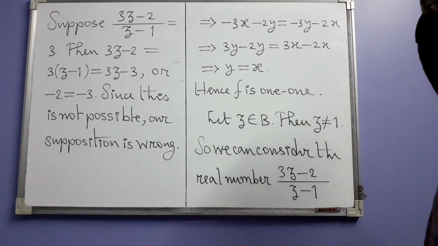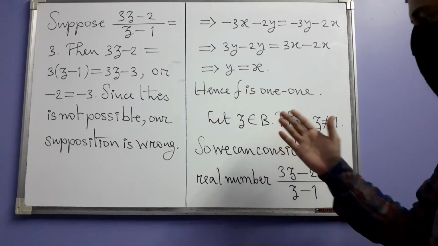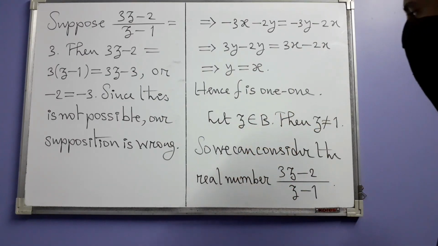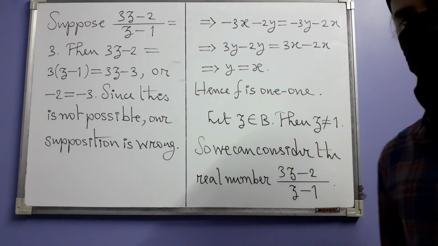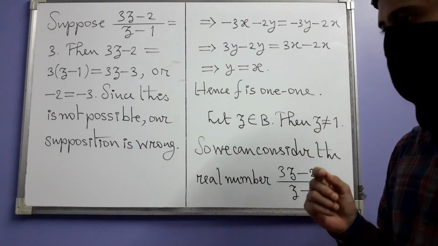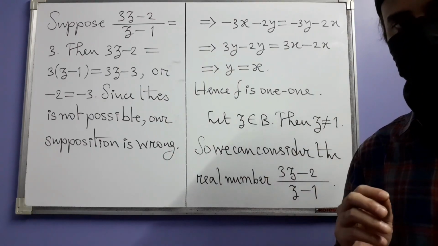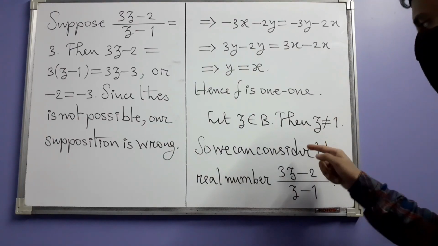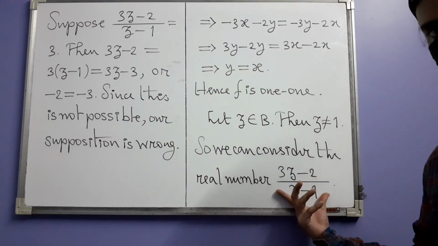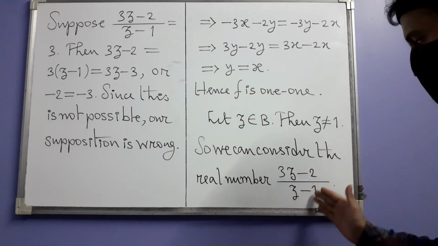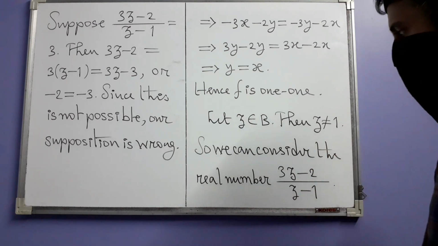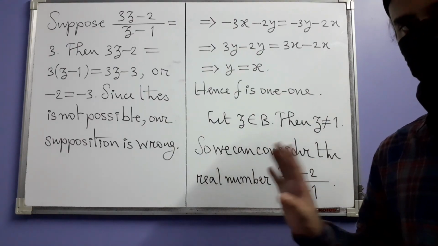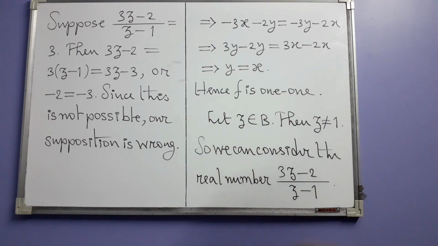For onto-ness, we start by taking any point z in B. If you want to call it z, you can. Some people call it z. Now what is B? Let us recall what the set B is. B is the set of all real numbers from which 1 has been removed. So that means our z is not equal to 1. And because it's not 1, we can consider this real number: (3z minus 2) divided by (z minus 1). You may wonder why this real number suddenly. We are coming to that afterwards. Okay, but let us first see something else.